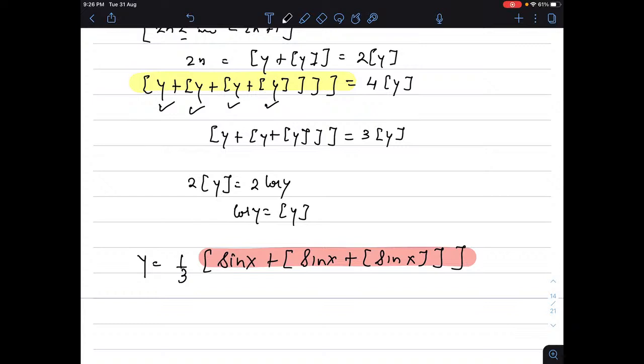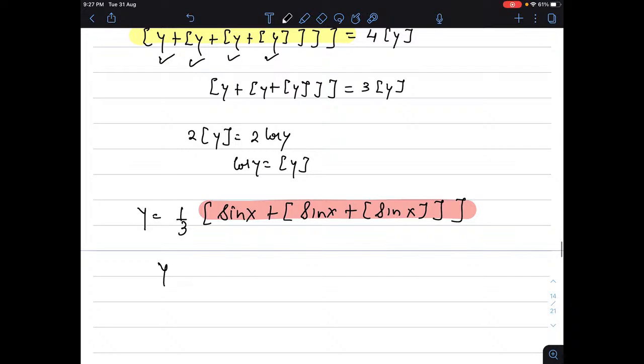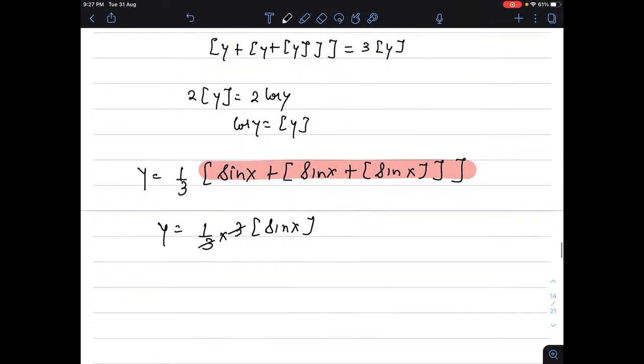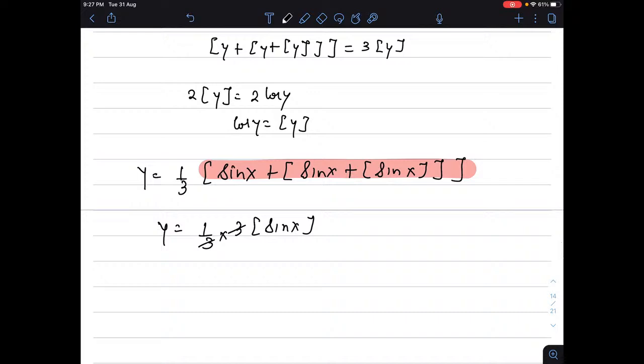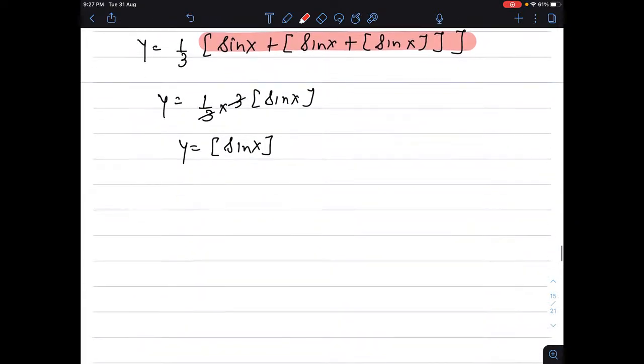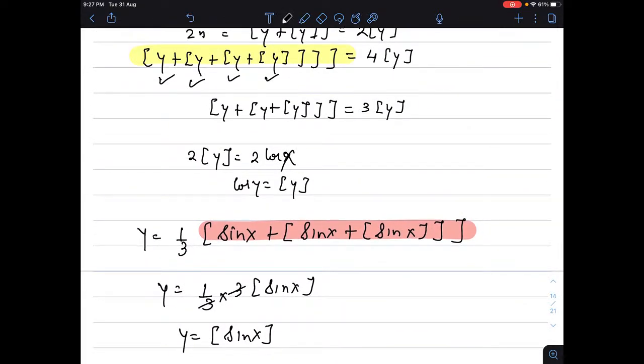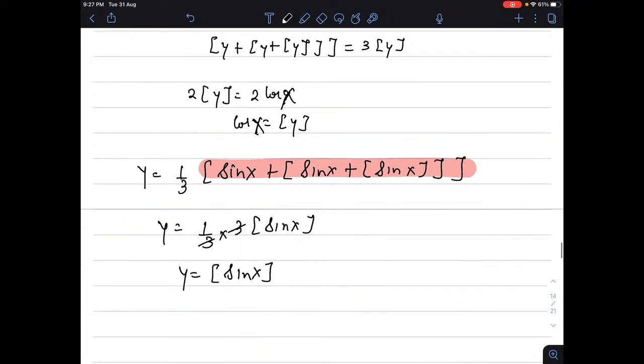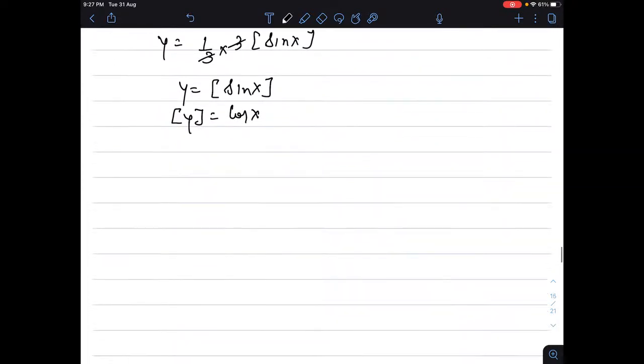Very nice, Tanvi. 3 times greatest integer function of sin x will be. So y will be becoming 1 by 3 times of greatest integer function of sin x. So 3 and 3 gonna get cancelled over here. Yeah, very nice. So y will be becoming greatest integer function of sin x. So guys, we got 2 expressions over here that are very precious to be implemented by us. This is not y, my dear students. This is x, okay? So we got 2 expressions. Greatest integer function of y is cos x we are knowing. And y's greatest integer function of sin x we are knowing. Is it clear to all of you?